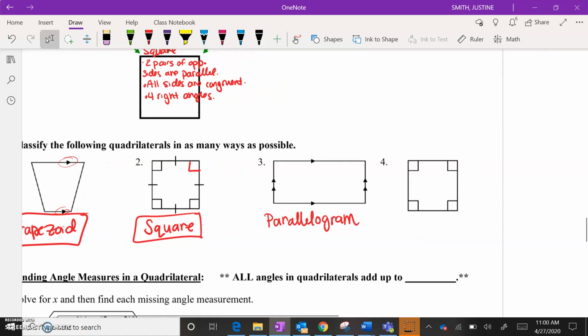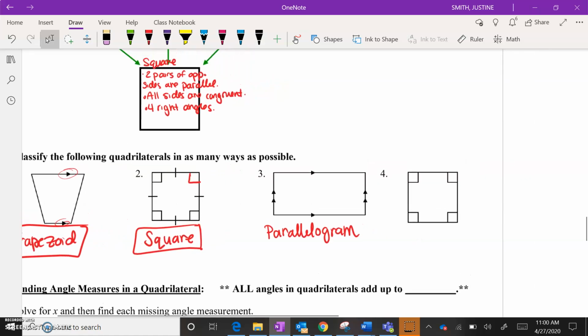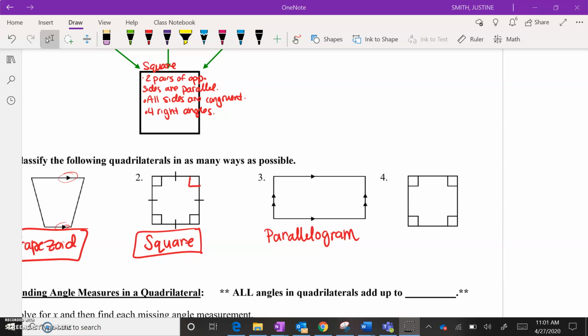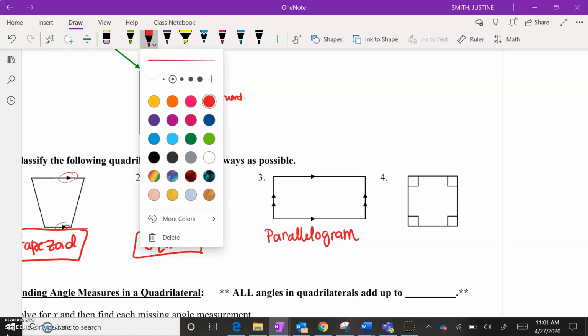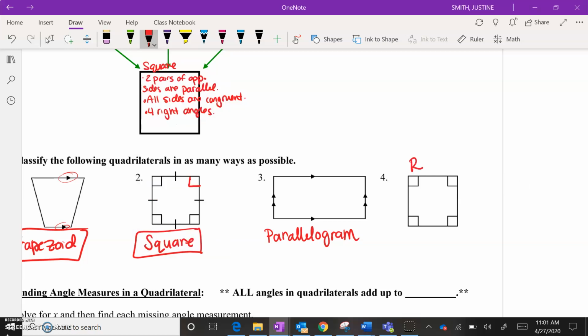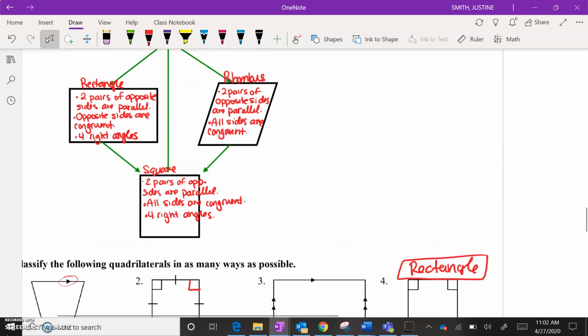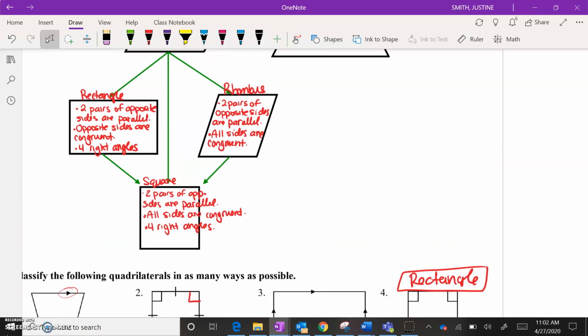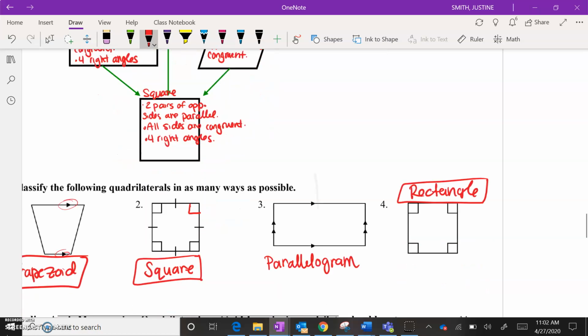All right, and the last one here just has the four right angles. So if it only has right angles, we can only say that it's a rectangle, right? Again, this looks like it would be a square, but it doesn't have the markings like number two to show that the sides are congruent. So if it only has those right angles, if you go up to your classification, it's a parallelogram with four right angles, so it would be a rectangle.